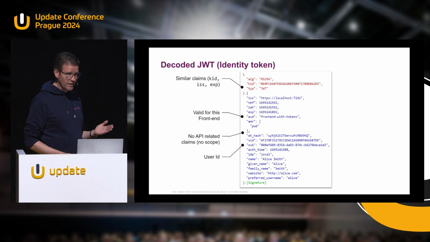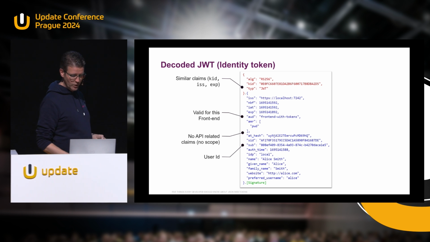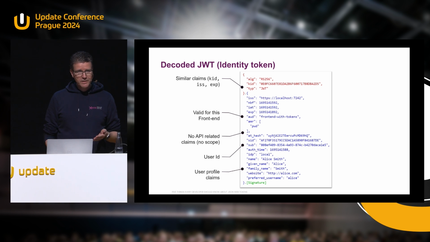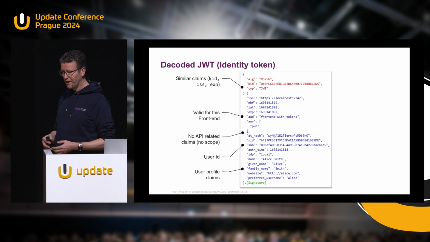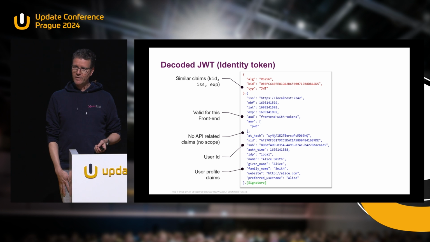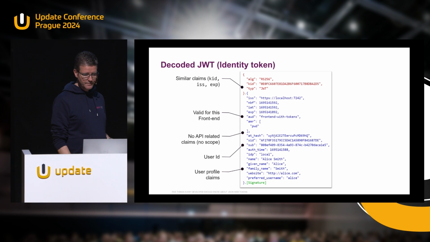And, of course, it has the subject claim, indicating this is a token intended for a human user. And it has all these profile claims. So the bottom, let's say 5, are dynamically determined by my configuration. So I've configured my IDP to return these values whenever profile data is requested.